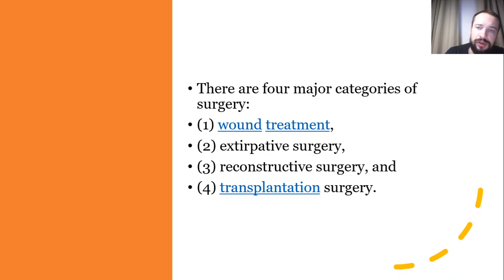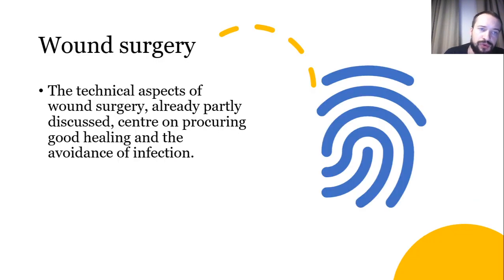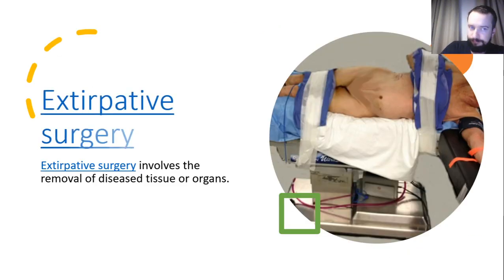There are four major categories of surgery: wound treatment, extirpative surgery, reconstructive surgery, and transplantation surgery. Wound surgery. The technical aspects of wound surgery, already partly discussed, center on procuring good healing and the avoidance of infections. Extirpative surgery involves the removal of diseased tissue or organs.